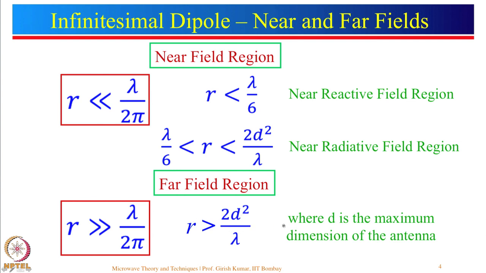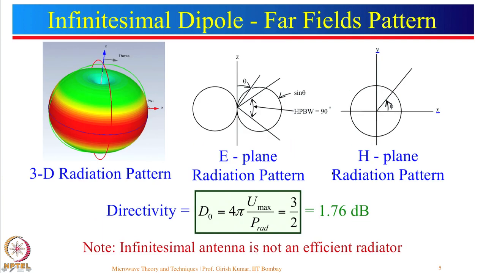So that will be 200 lambda. So you can say that R will be very large when the dimension D is very large. So let's just look at now the radiation pattern. I had discussed about this 3D pattern in the previous lecture. So just think about the same current carrying conductor. So this is the current carrying conductor.